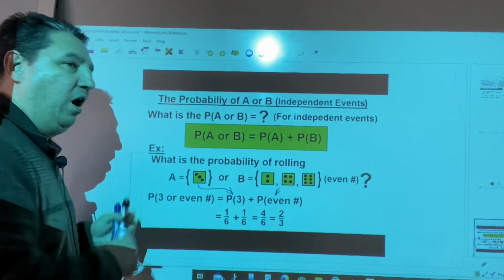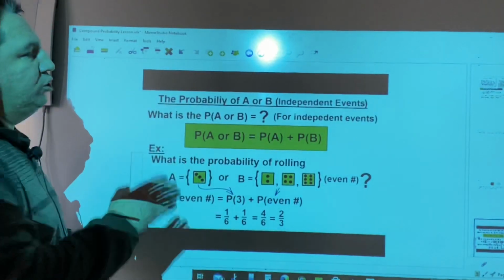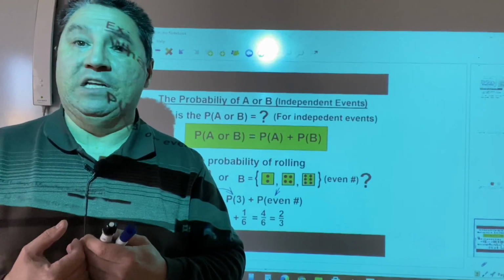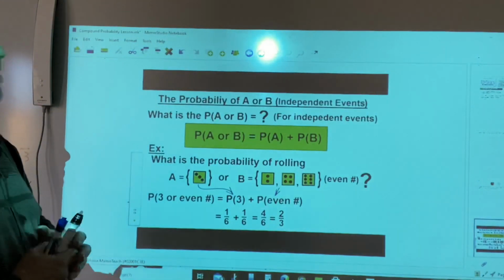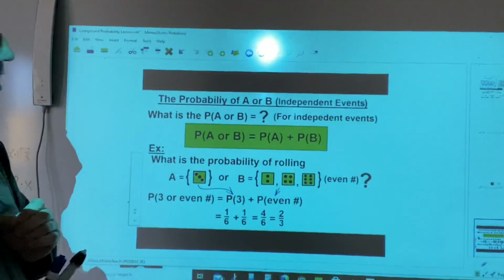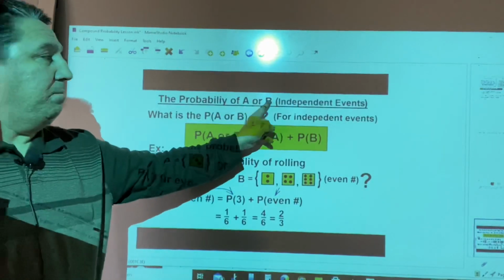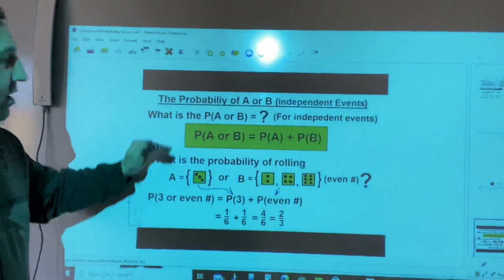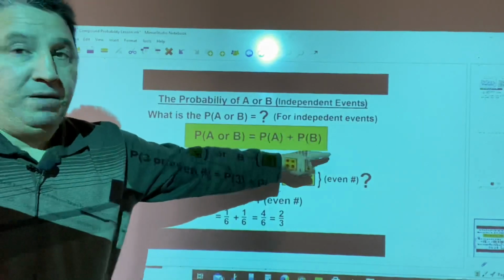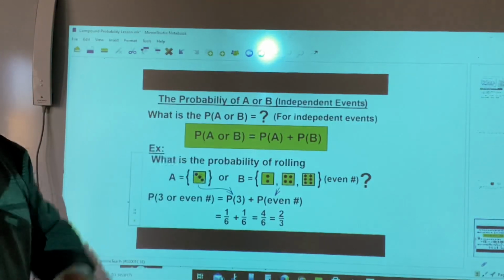Today we'll continue our lessons regarding compound probability, and we'll talk about the probability of two events linked by the word "or." We have a few special cases. The probability of event A or B when events A and B are independent events is the sum of the probability of each event. That's the formula.